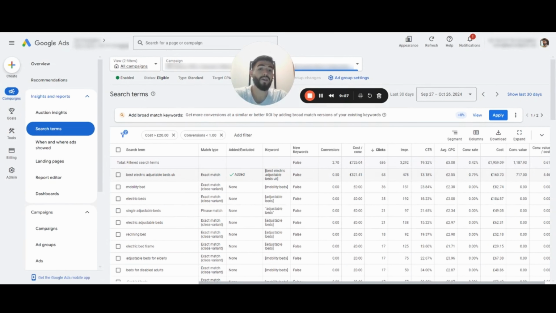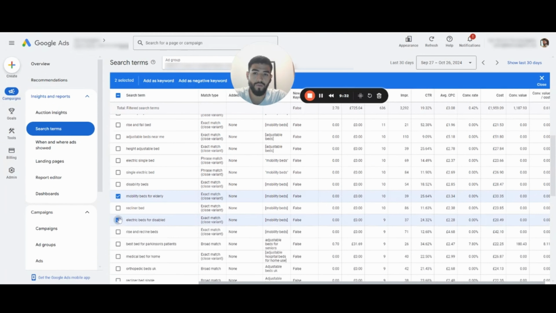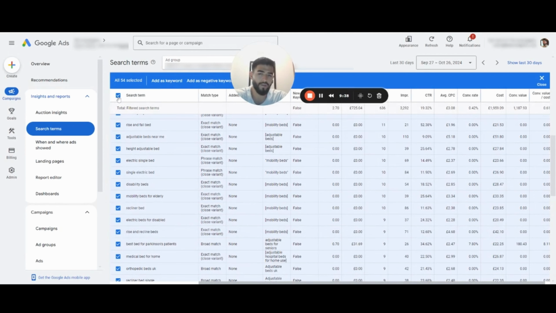So anyways, this is going to be a very, very important section for you to view. Make sure you're negating things. All you would do if you wanted to negate stuff, boom, add as a negative keyword, and you add it to the campaign to make sure that your ad never shows up again for that term.